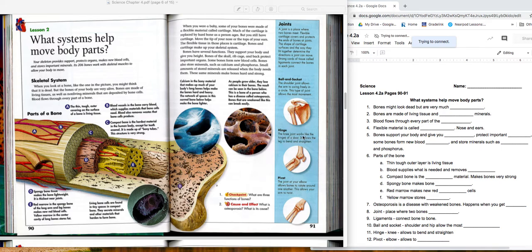This is in your knee joint. It hinges like a door. It allows you to open and close a door. It allows you to bend and straighten, so forward and back in your knee. Okay? You also have a pivot joint. A pivot joint in your elbow allows bones to rotate around one another. This allows your arms to twist some.